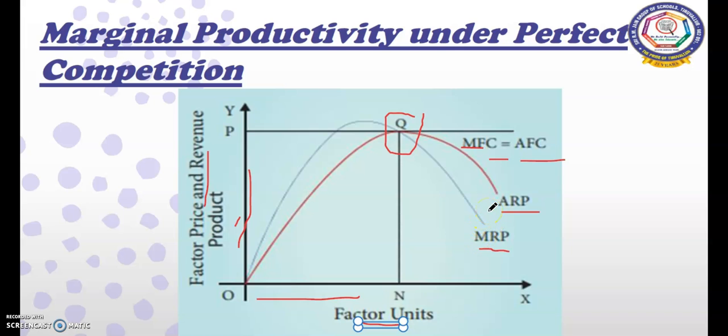The price paid to the factor, that is NQ, is equal to marginal revenue product and average revenue product, that is MRP and ARP. So this means that there is no exploitation of factors under perfect competition. So beyond the point Q, no employer will employ factors because after that point, the price paid to the factor is more than marginal revenue product and average revenue product.